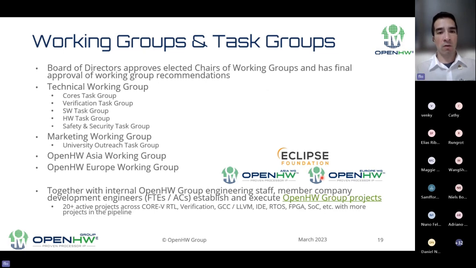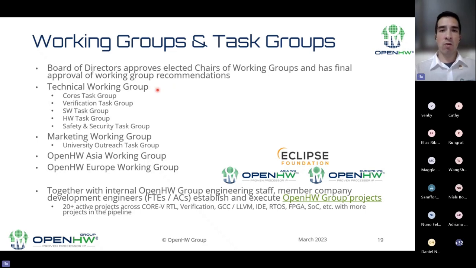Now, how are we organized? We are organized via working groups and task groups. On top of the Open Hardware Group, you have the board of directors. They are coming from our top tier members, and they are giving us a clear direction on what we should do. They have the last say. The real work and the real decisions are made in the technical working group. You can imagine the technical working group a little bit like central R&D in a company. They're defining what we should work on, and they are defining how we should do the work.